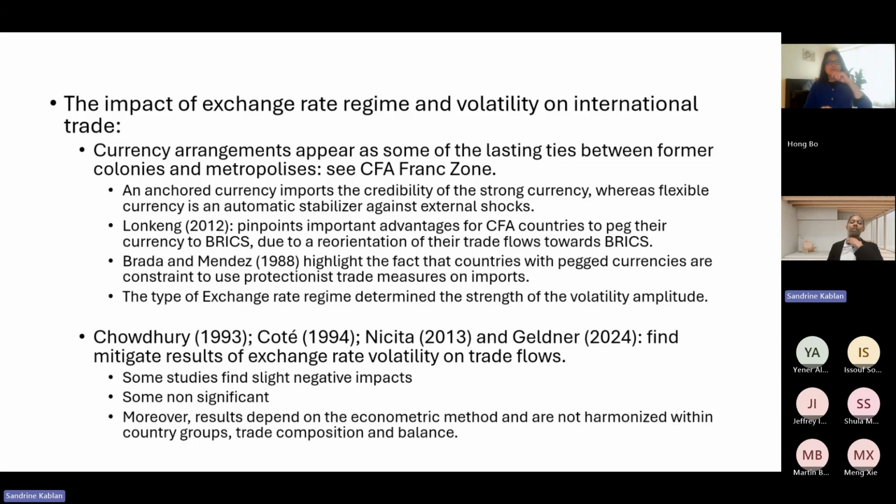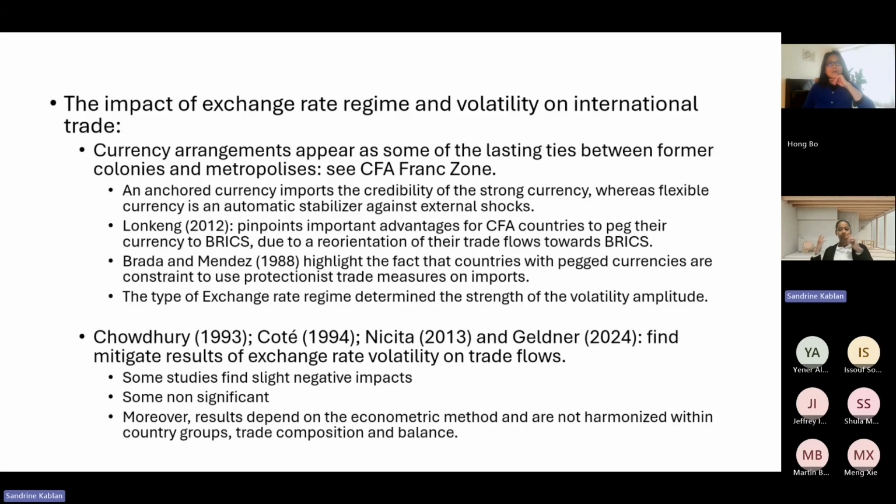Now, the second part of the literature related to exchange rate that I would like to talk about is the part related to volatility. There have been many papers on exchange rate volatility and trade flows. How does exchange rate volatility impact trade flows? How does it impact international trade? Many papers have been written on that, Chowdhury, Kote, Nichita, Geldner, and the results are mitigated. Some studies find slight negative impacts. Some studies find non-significant impacts.